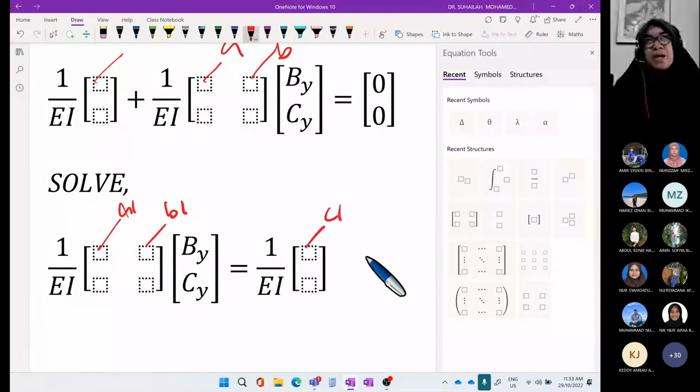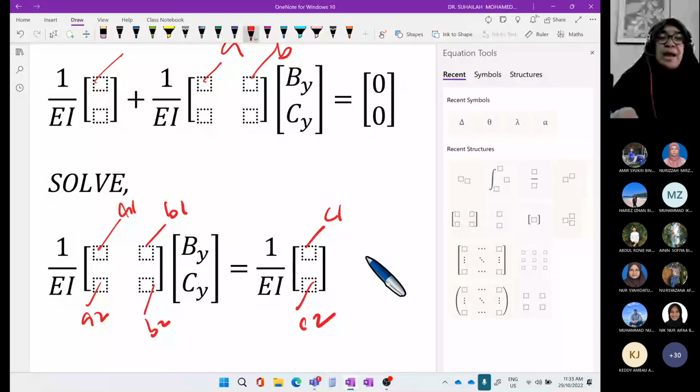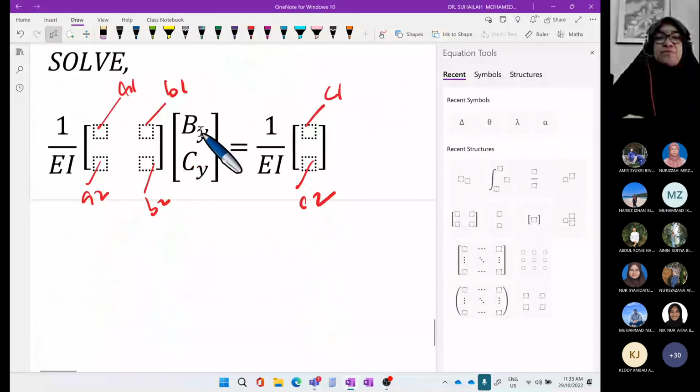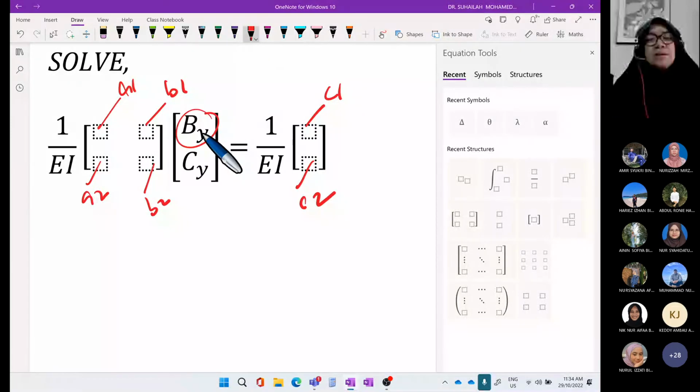Use simultaneous equation. Put A1 sampai C2. Then you will get X which is equivalent to B1, and Y is equivalent to C1. So you get the redundant. And then dah dapat these two redundant, you can actually calculate.